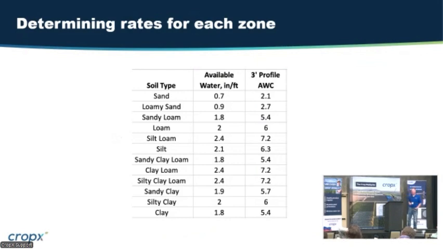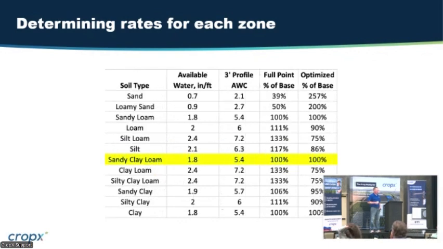And so this was the best way I could try to do that. We all know those water holding capacities vary by soil type. Ultimately, what we're going to do is identify that majority soil type, right? That's where our probe is located. Well, in this example, let's say we have the probe located in the highlighted zone, which is sandy clay loam with a 3-foot profile of water holding capacity of 5.4 inches. From there, we're just adjusting based on a percentage from that base zone.